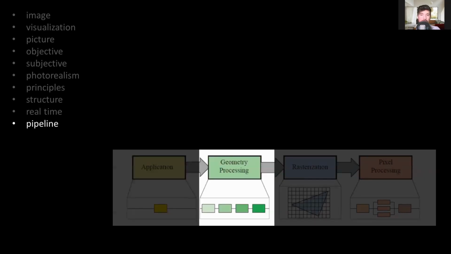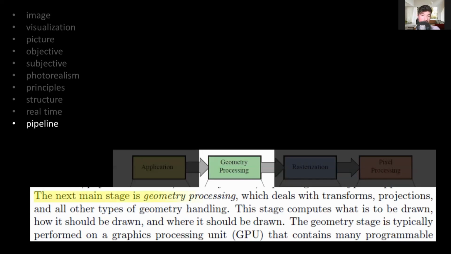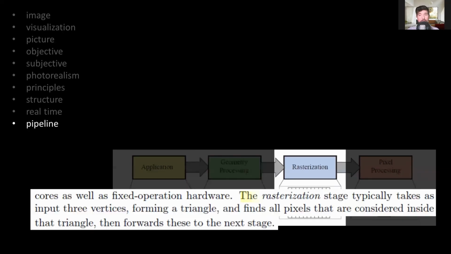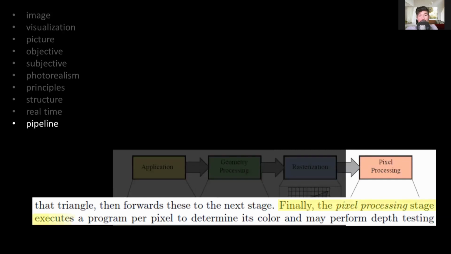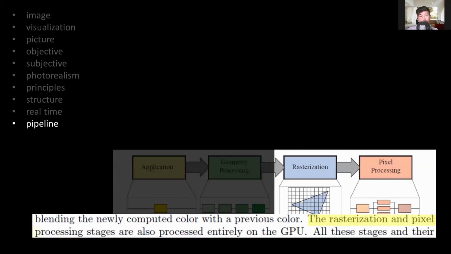On the other hand, when we take a look at geometry processing, for example, which is the next main stage, it deals with transforms, projections, and all other types of geometry handling. The geometry stage is typically performed on a graphics processing unit, or the GPU. Then we have the rasterization stage, which typically takes as input 3 vertices, forming a triangle, and finds all pixels that are considered inside that triangle, and then forwards these to the next stage. And the next stage is pixel processing, which executes a program per pixel to determine its color. So the rasterization and pixel processing stages are also processed entirely on the GPU.